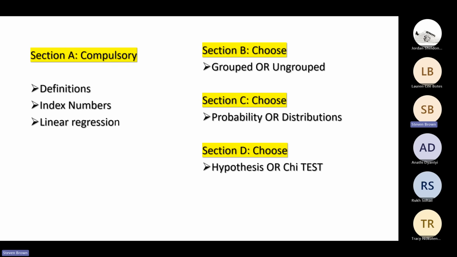So section A is going to be compulsory. Section A will contain 3 types of questions. Your first question will be definitions. Your definitional stuff from chapter 1, that will be your multiple choice type questions and the question where you match a definition with what it means.